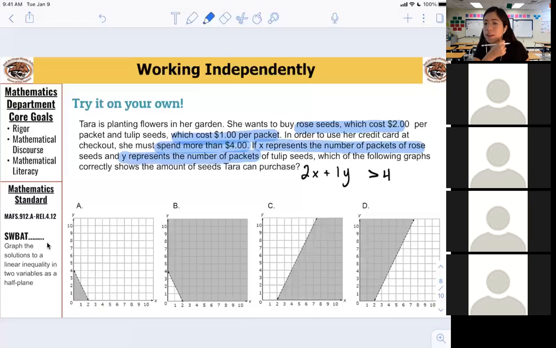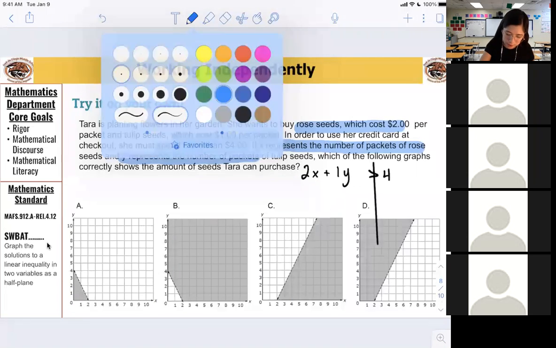All right, so I have my inequality. This is written in standard form. Can I use that information or do I have to do something first? You have to convert the equation. Yeah, we've got to convert just like usual. If I want to graph this, I've got to convert it first. What do I do to both sides? Subtract 2x.